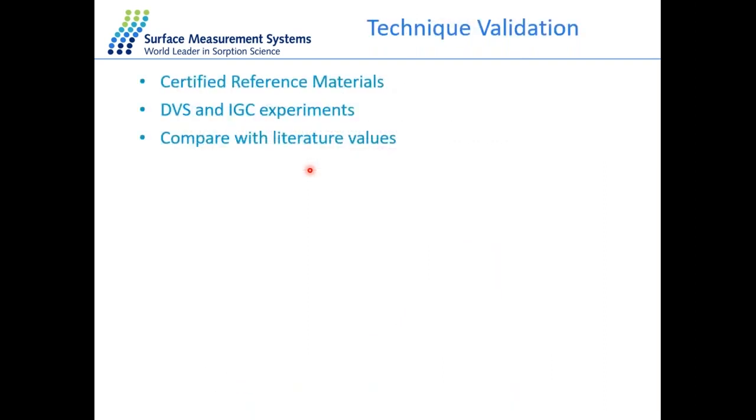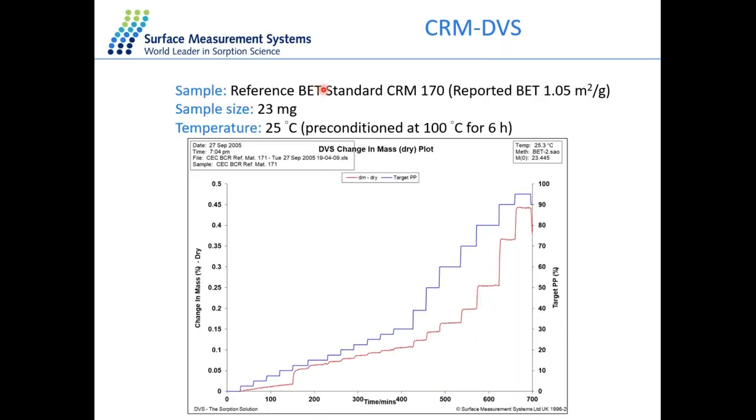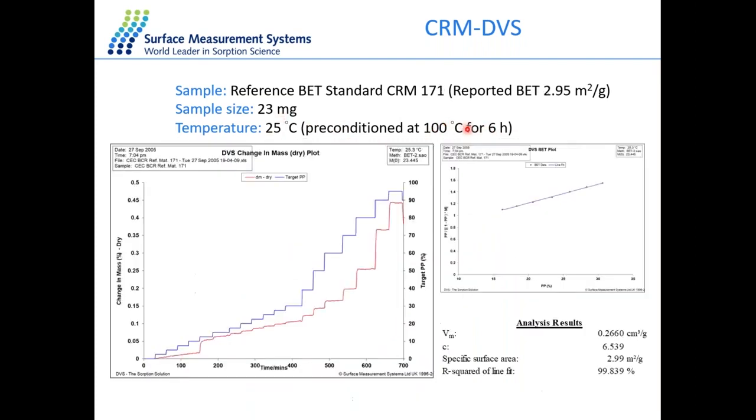So to validate, or just to prove, that both DVS and IGC can be used to measure BET surface areas, we're just going to show some data on some certified reference materials. So here we're looking at a CRM 170, which has a certified value of 1.05 meters squared per gram. This is using only about 23 milligrams. We measured the uptake of octane on this particular reference material, and this was preconditioned for 6 hours at 100 degrees C.